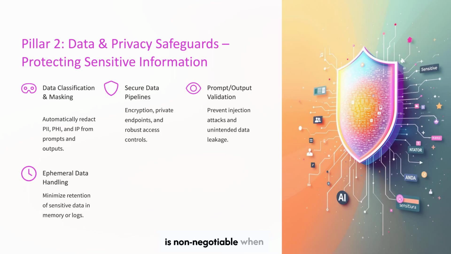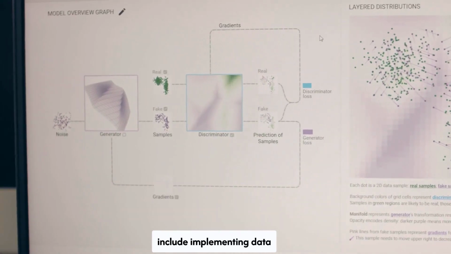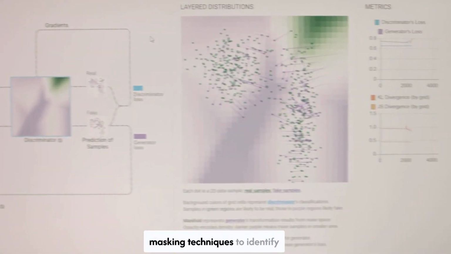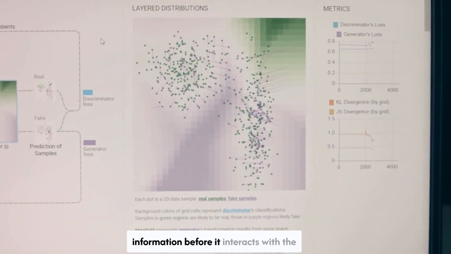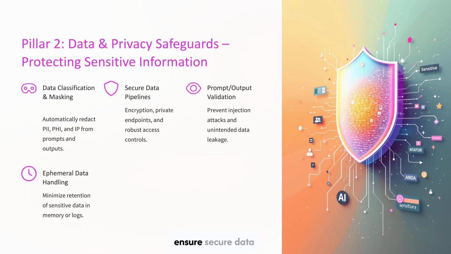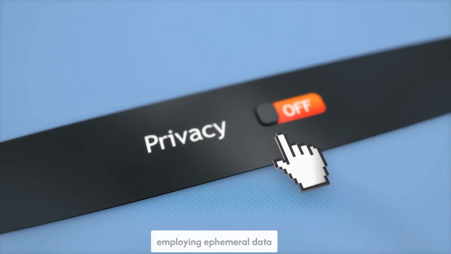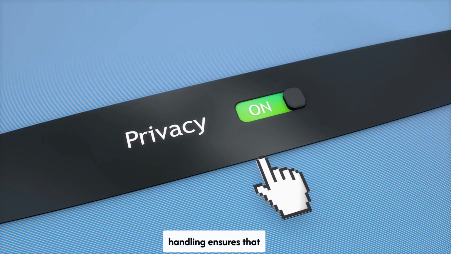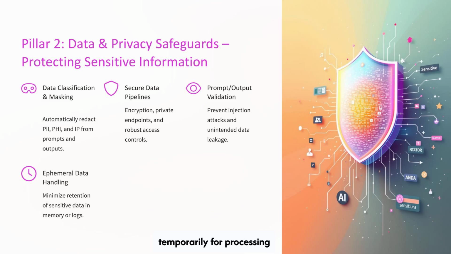Protecting sensitive data is non-negotiable when using Gen AI. This pillar focuses on robust data and privacy safeguards. Key measures include implementing data classification and masking techniques to identify and obscure sensitive information before it interacts with the AI. We must ensure secure data pipelines for any data flowing into or out of the Gen AI platform. Prompt and output validation processes are necessary to catch and prevent the accidental inclusion or generation of sensitive data. Finally, employing ephemeral data handling ensures that sensitive information used temporarily for processing is not retained longer than necessary.